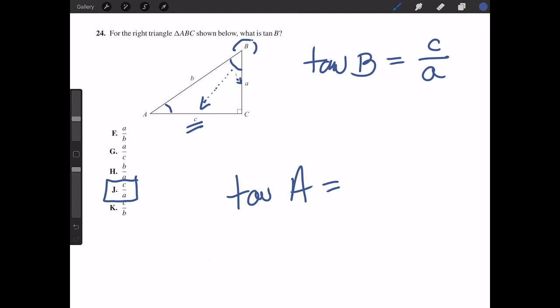Tangent of A, well, if it's this angle now that we're using, opposite to A is side A. And then adjacent to A would be C. So the answer would have been different. That's why it's important for you to know that the trig functions, you need to know which angle you're using, if in this case it's A or if it's B, so that you can correctly pinpoint which one is the opposite and which one is the adjacent.